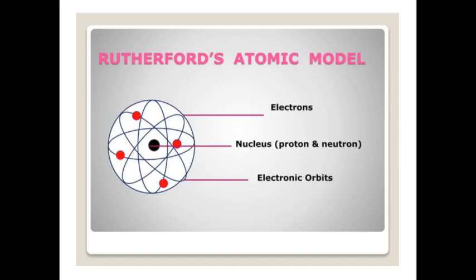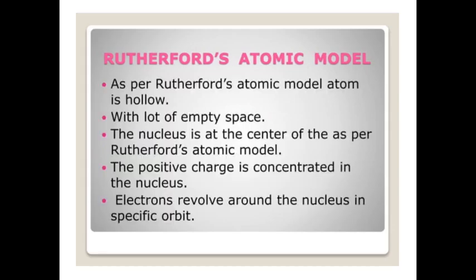Now, these electrons are moving in a circular path that are called orbits, they are called electronic orbits. So this is the summary of Ernest Rutherford model. Now, to add to it, in Rutherford's model the atom is hollow with a lot of empty space. The nucleus is at the center. The positive charge is concentrated in the nucleus, and an electron revolves around the nucleus in specific orbits. So this is a summary of Rutherford's atomic model.